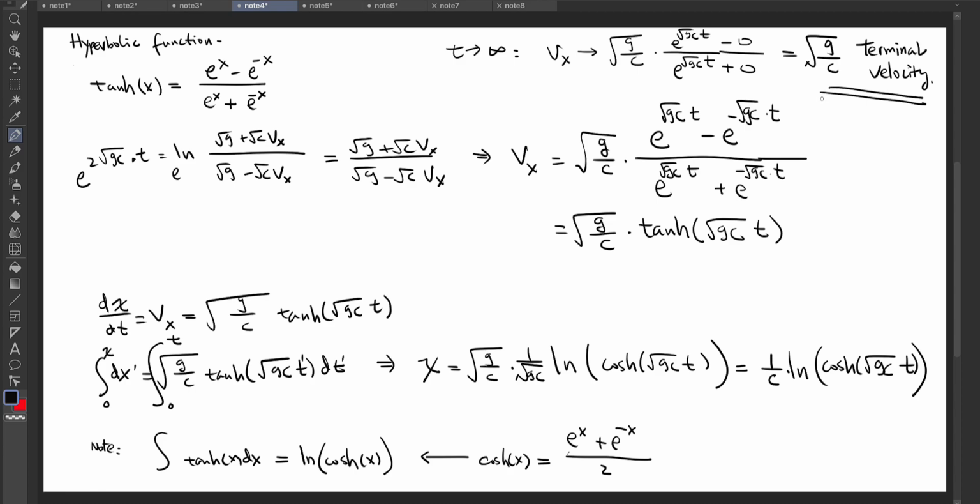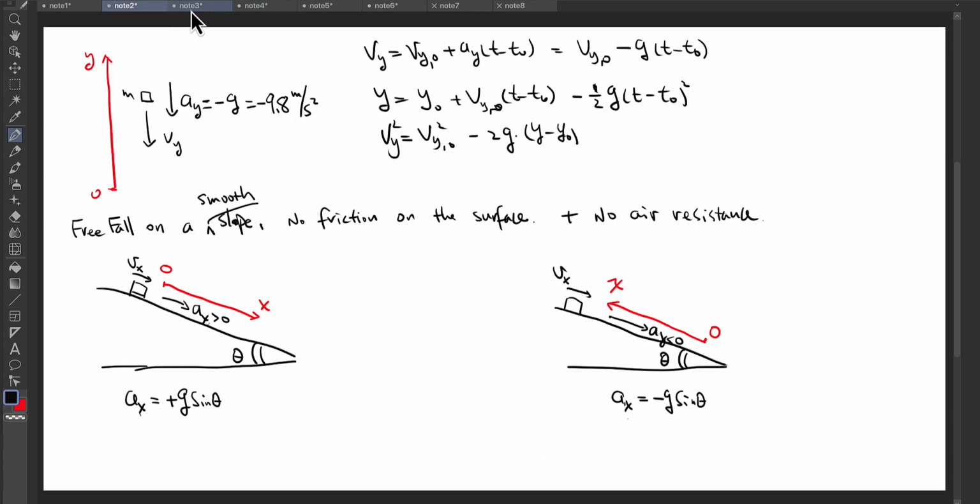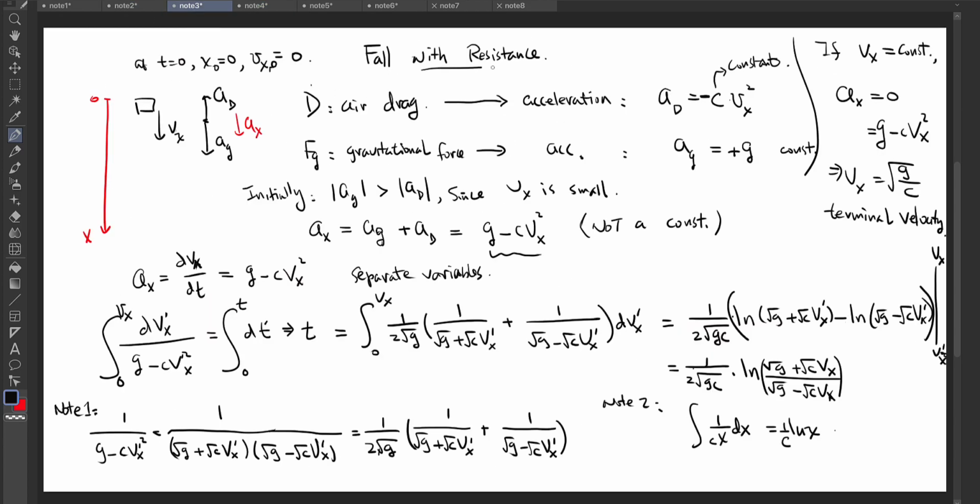Okay, so terminal velocity is easy to find, but if you want to find the exact expression for the velocity at any instant and also the position at any instant, then you have to go through this complicated integral. Okay, so that's the free fall discussion, and also the falling with air resistance discussion. All right, that's all for this video. Thanks for watching.